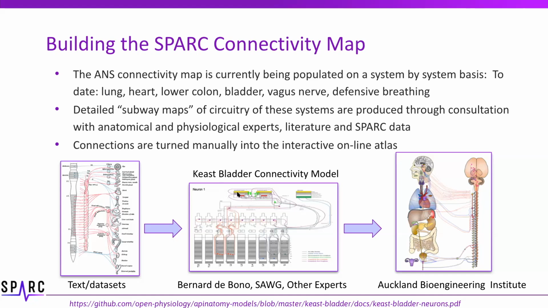So for example, you see here a bladder connectivity model that was produced by Janet Keast as part of a collaboration with Bernard de Bono, something called the SPARC Anatomical Working Group and other experts, to really provide these detailed, exquisite maps. So these maps, once they are produced, are transferred over into these connectivity maps that you see available through the SPARC portal. But the way it was done for the first several years of the SPARC project was a manual process.